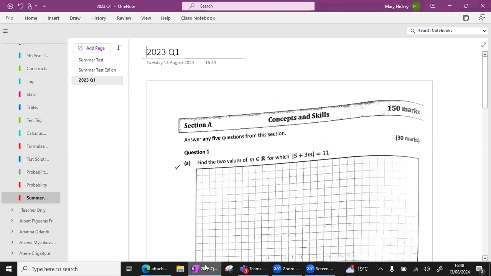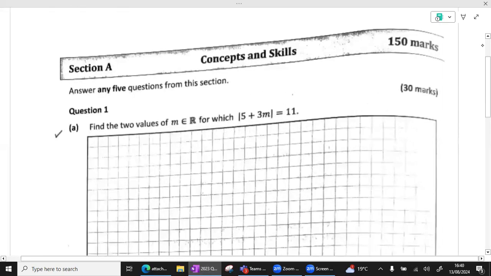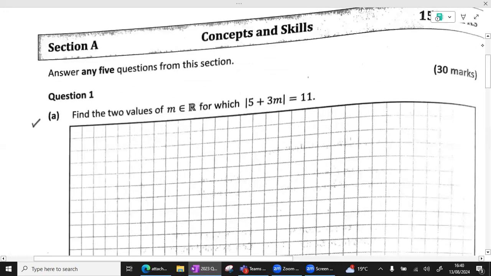So here I'm going to work on the 2023 question 1. I'm going to make some videos going through the solutions of this work that you're giving a go to over the summer. So let's have a look at this one. Find the values of m for which the modulus of 5 plus 3m, so the absolute value of 5 plus 3m, is equal to 11.